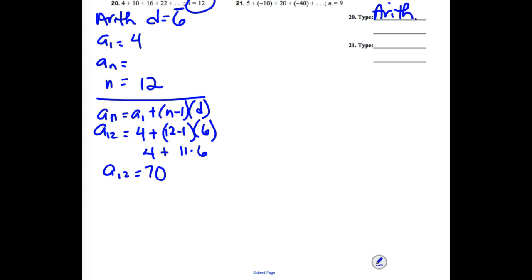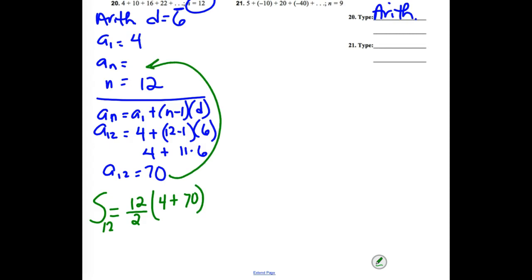All right. Now we can find our total. We are summing 12 numbers. We are going to pair them up since it's arithmetic. Our first term is 4, and our 12th term is 70. All right, so we have 6 times 74. What do we get? What did you get? 444?